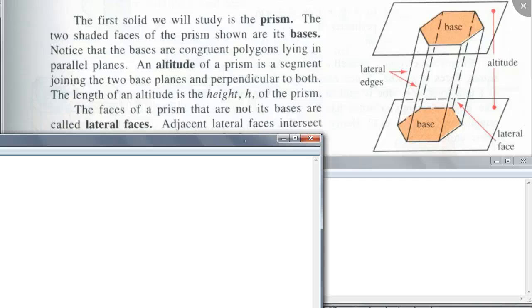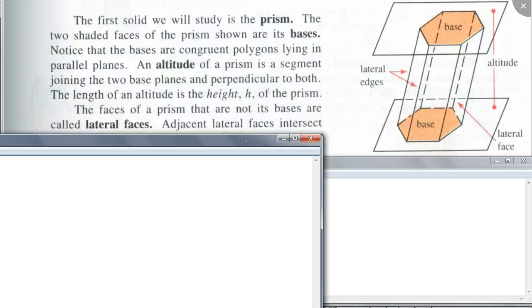The prism is made up of all faces, but lateral faces are faces that are not bases. So in this case, how many lateral faces do you have? 6. How many bases do you have? 2. And how many faces do you have? 8. It's all of them.